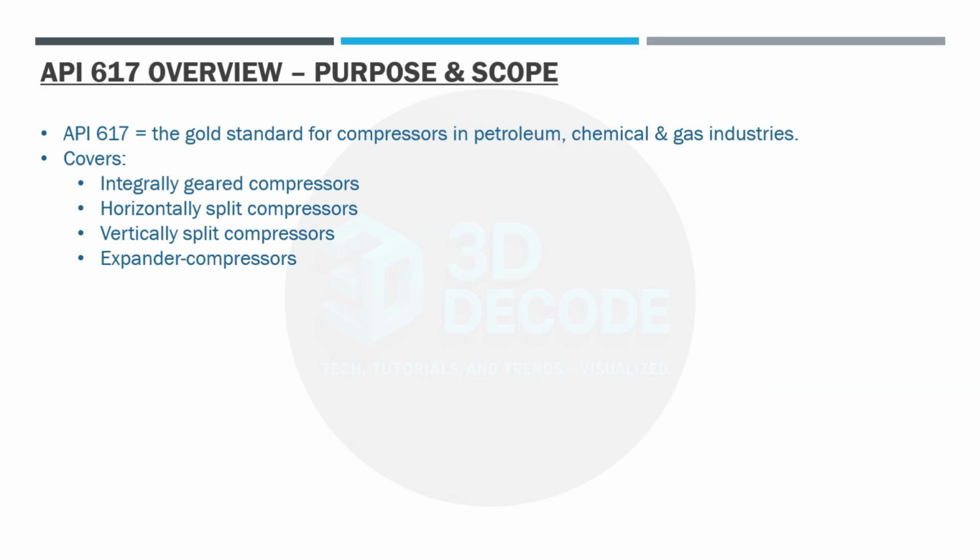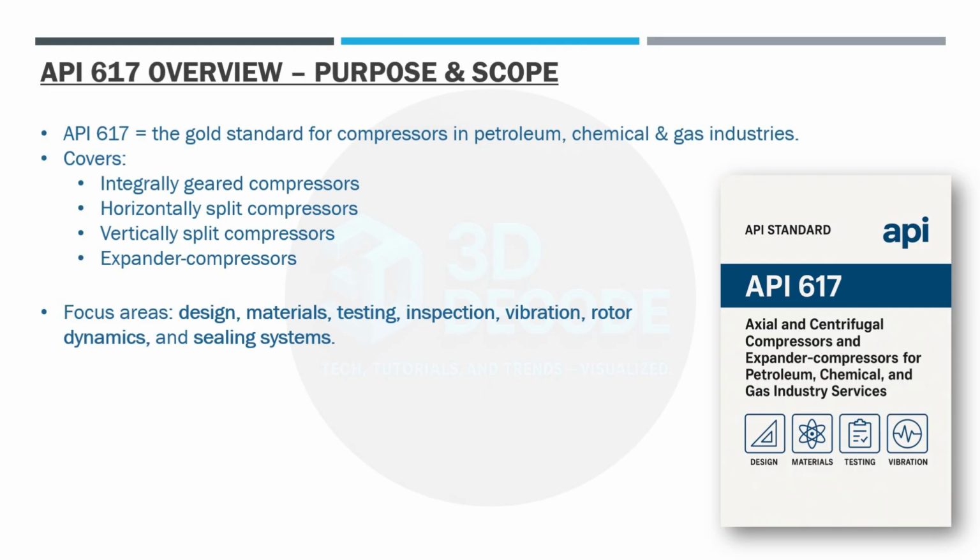API 617 Overview. Now let's talk about API 617. This standard, issued by the American Petroleum Institute, is considered the gold standard for compressors in petroleum, chemical, and gas industries. It applies to integrally geared compressors, horizontally split compressors, vertically split compressors, and expander compressors. The standard focuses on areas like design, materials, testing, inspection, vibration, rotor dynamics, and sealing systems.